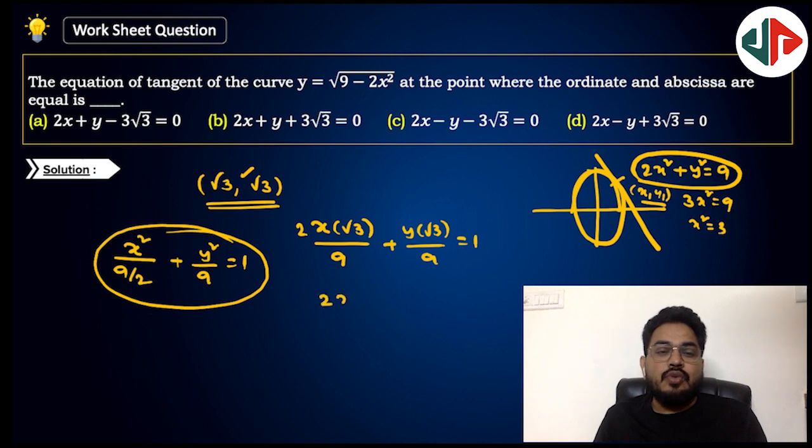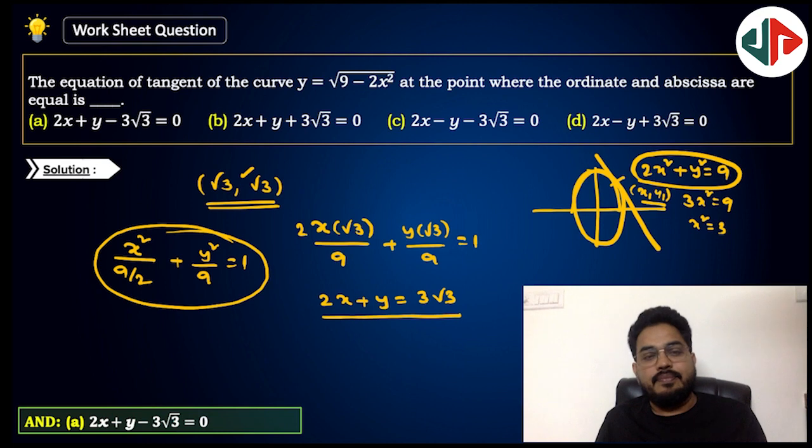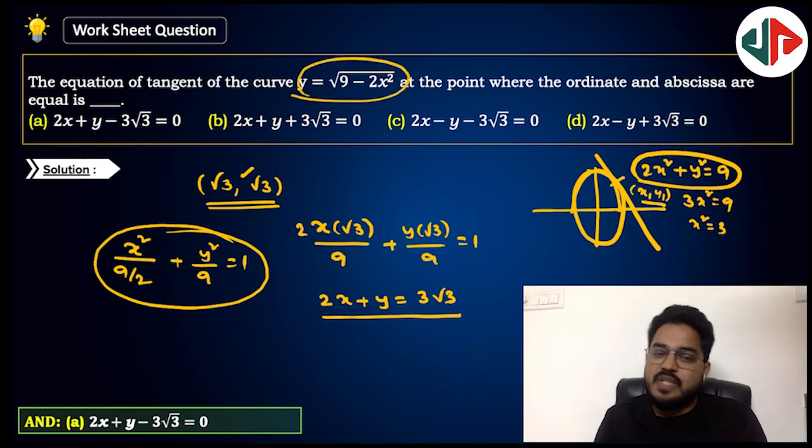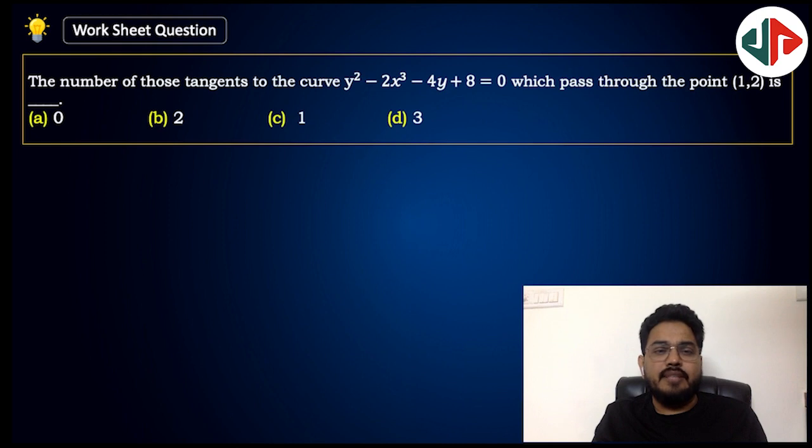So 2x plus y is equal to root 3, cancel, is equal to 3 root 3. So the answer is A. I'm not using any differential calculus; I'm going for the ellipse part. Because you could take this one, find dy by dx, substitute and write the equation, there's no problem. But when it is directly available, we can go ahead.